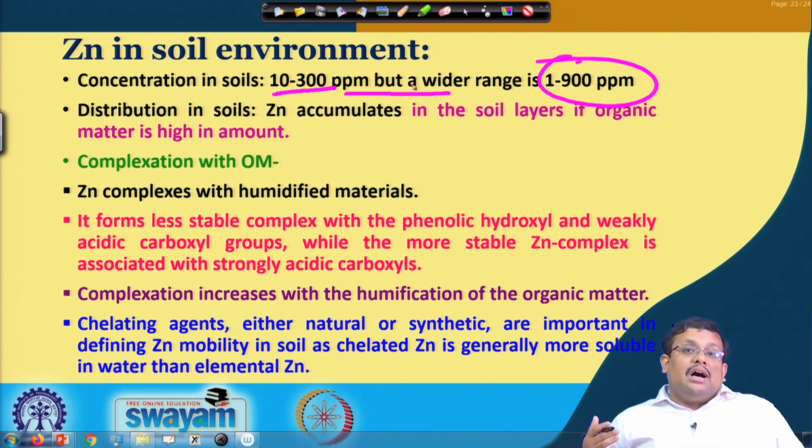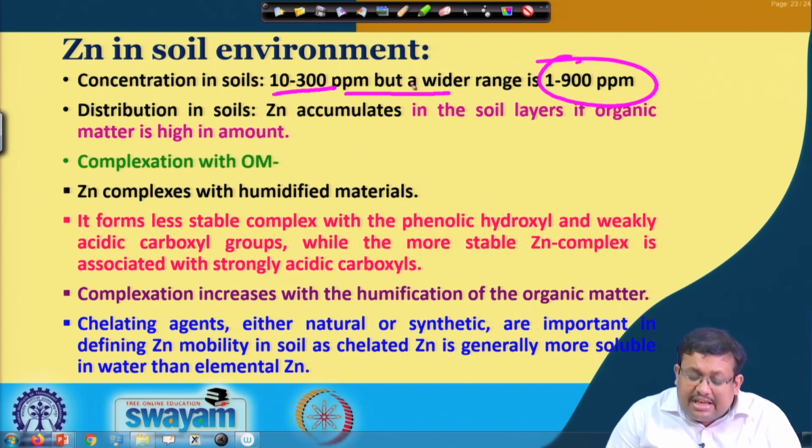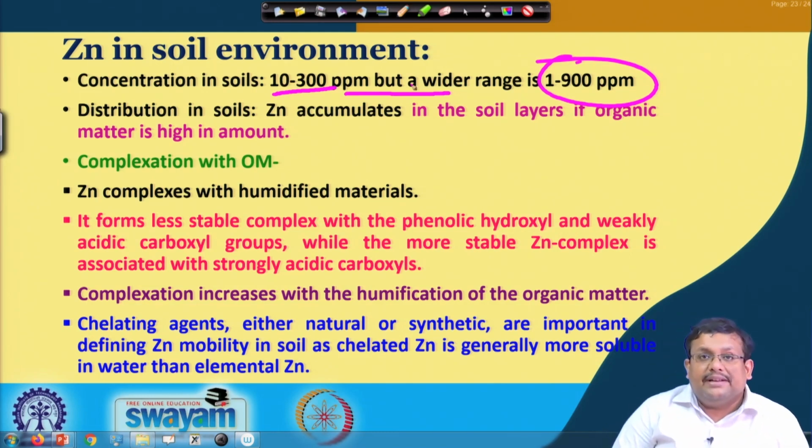So, it forms less stable complex with the phenolic hydroxyl and weakly acidic carboxyl groups, while the more stable zinc complex is associated with strongly acidic carboxyl groups, and complexation increases with the humification of the organic matter. So, as the humification of the organic matter increases, complexation also increases.